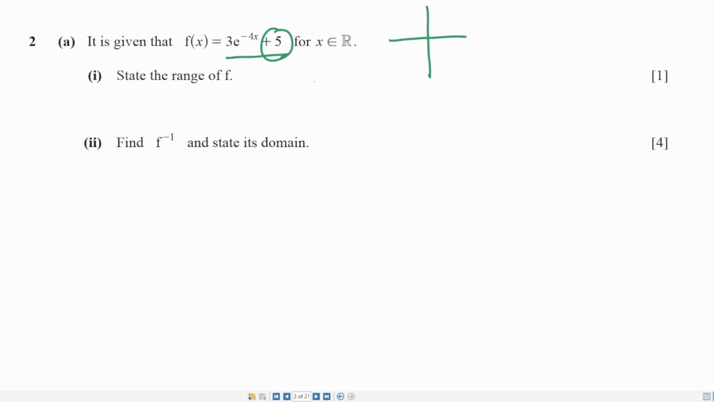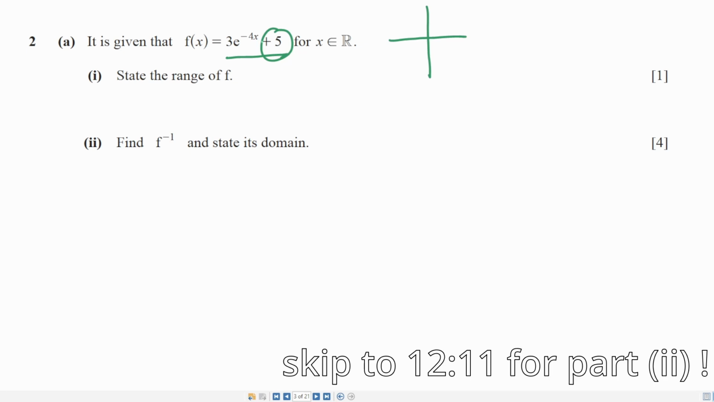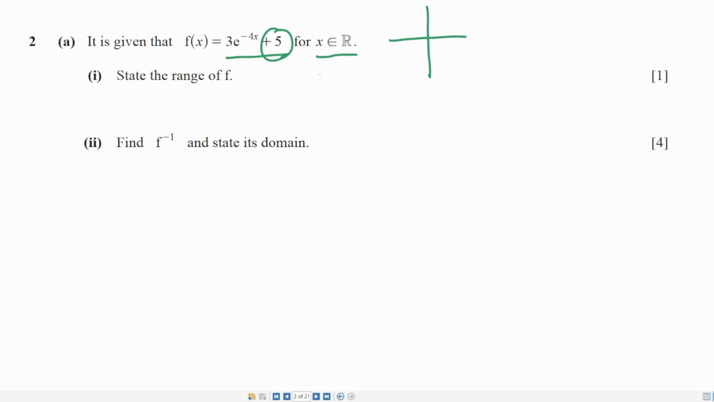So for our first question, it's asking us to state the range of f, but our domain is x ∈ ℝ, which is basically all real numbers for the domain, right? So you may be asking, well, we don't have any values to substitute in now, so what can we do about this? So the graph of 3e raised to the power of -4x probably looks something like this, right? However, the plus 5 at the back may actually make the graph look something more like this. So this is an asymptote line. This is y equals 5. And the graph is actually elevated.